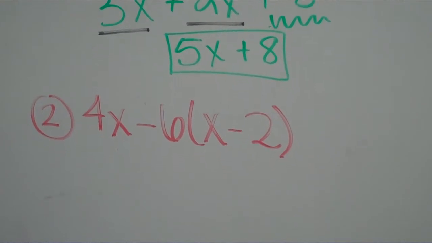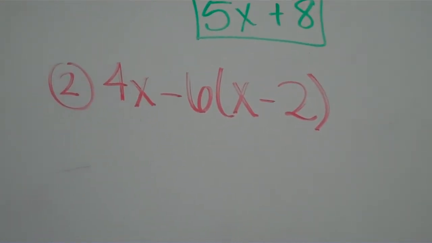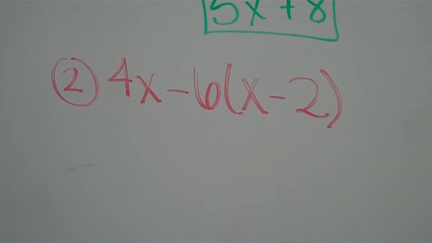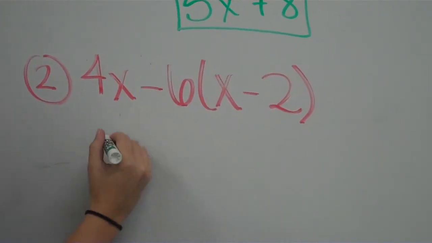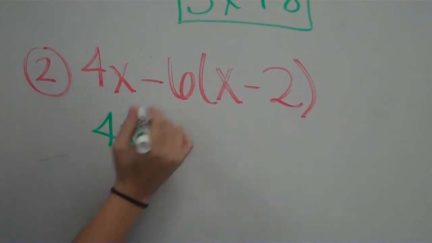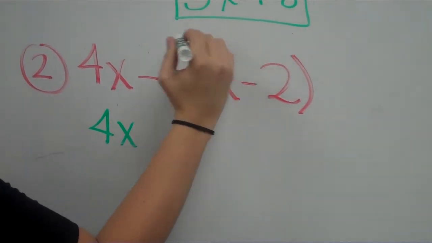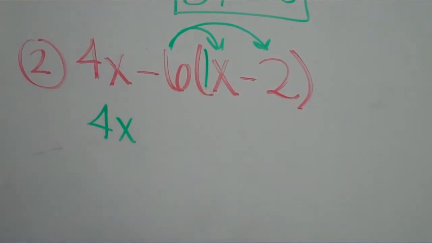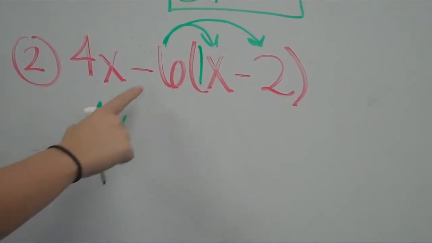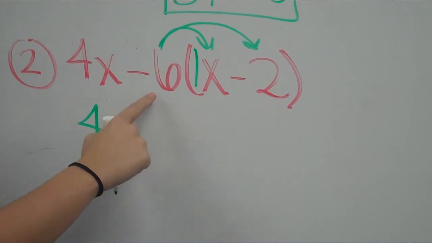Same concept, we're going to distribute. 4x minus 6 parentheses, that says x minus 2. Well, I'm going to distribute first, but I'm going to leave my 4x. So rewrite 4x. And then draw my distribution lines. Yet again, if there is no number, the number is 1. Now be very careful. This is minus 6, so you need to treat it like a negative 6.